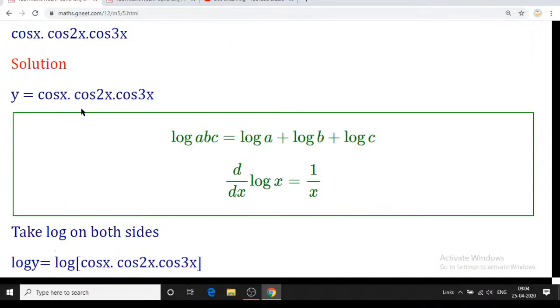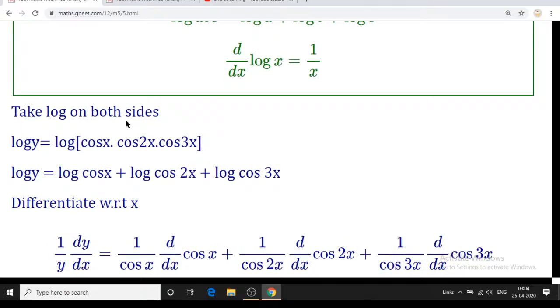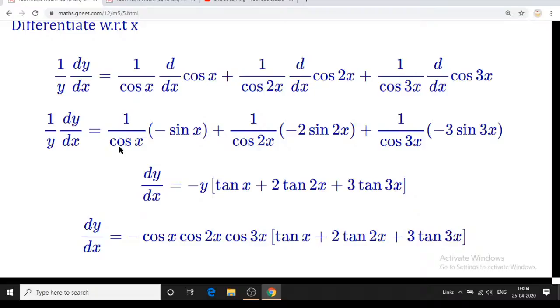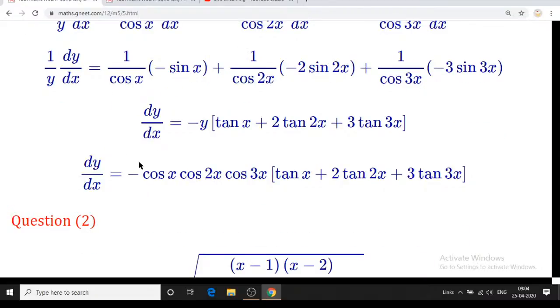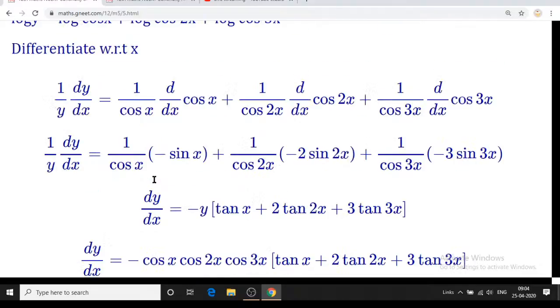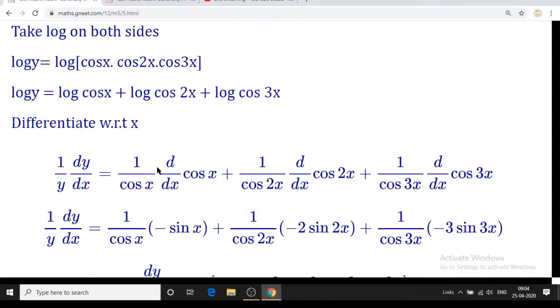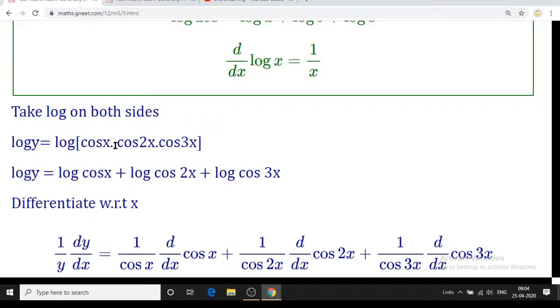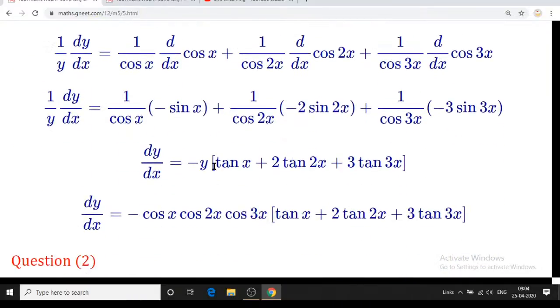I have solved it by taking logs, but you can also solve it with u, v and w. You will get the same answer. If you go for u, v, w, then naturally u, v, derivative of w: cos x, cos 2x will remain as it is, and the derivative of cos 3x is minus sine 3x, so we will get minus sine 3x into 3.